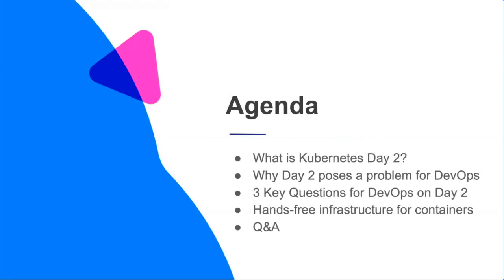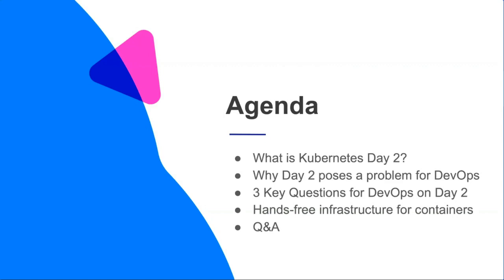So we're going to jump right into it. We're going to explain what Kubernetes Day 2 is. We're going to say why Day 2 poses a problem for DevOps and why you should be concerned of this as you're experimenting with Kubernetes, or maybe you're already at Day 2. We're going to talk about maybe some of the pains that you're feeling today. If you're not at Day 2, we're going to talk about some of the pains that you might experience in the future. We're going to go over the 3 key questions that we see out of all of our customers around DevOps in Day 2. And then we're going to go over what it means to have hands-free infrastructure for containers, and then we'll jump into a Q&A. So let's get started.